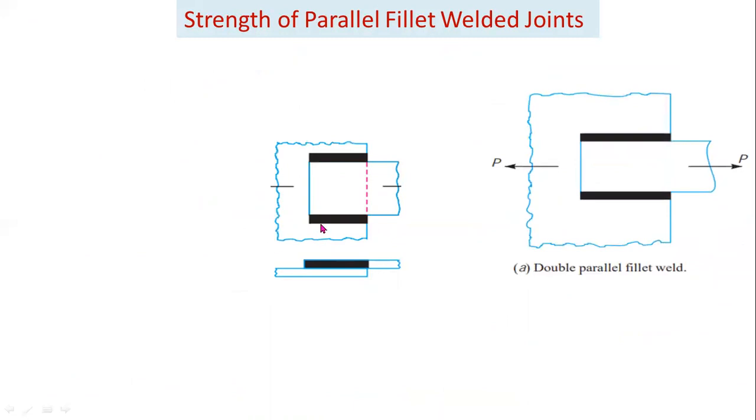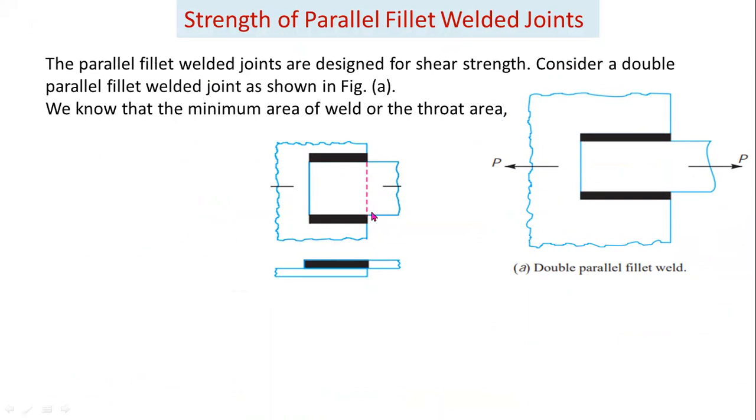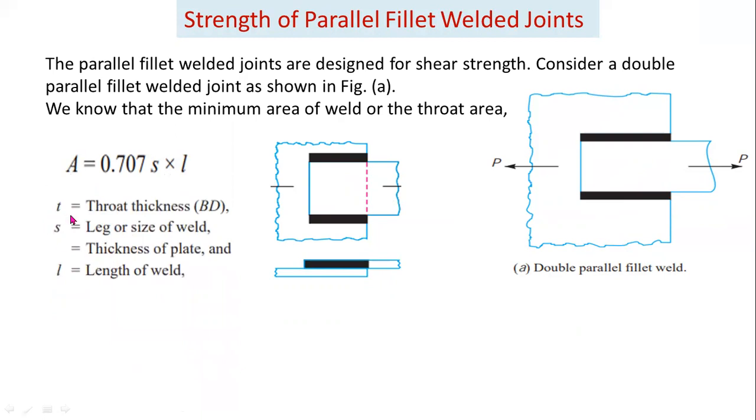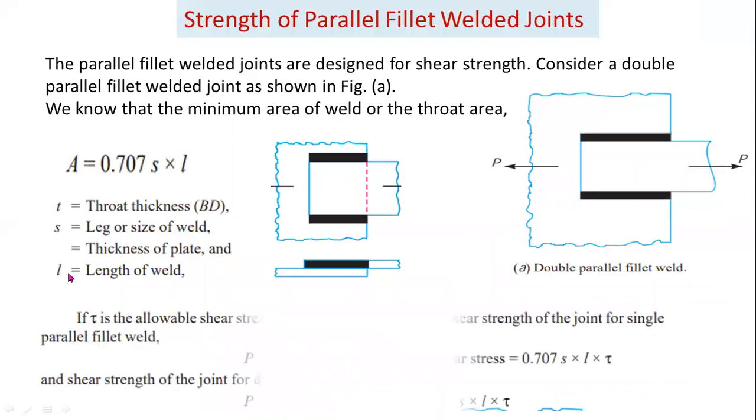Sorry, a double parallel fillet weld. The parallel fillet weld joints are designed for shear strength. Consider a double parallel fillet weld joint as shown in figure A. We know that the minimum area of weld, or throat area, as already discussed in the previous slide, A equals 0.707 S into L. T is the thickness of the throat or thickness of the plate, S is the size of the weld, and L is the length of the weld.